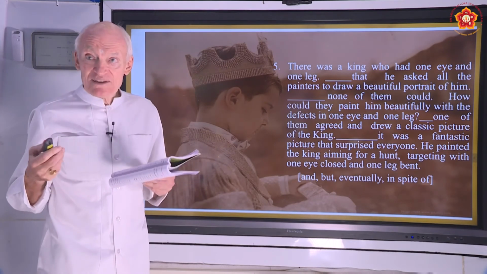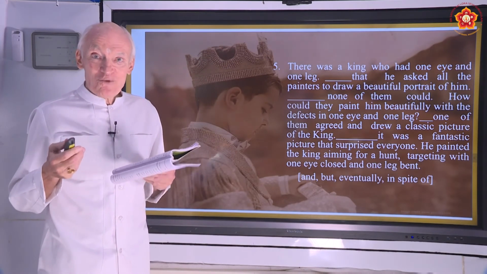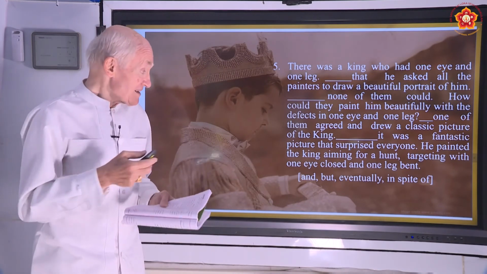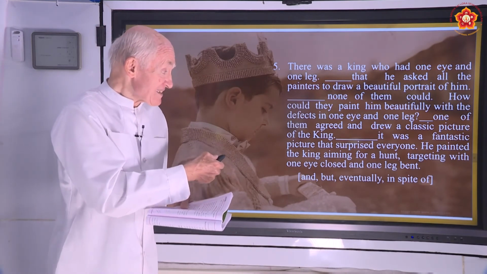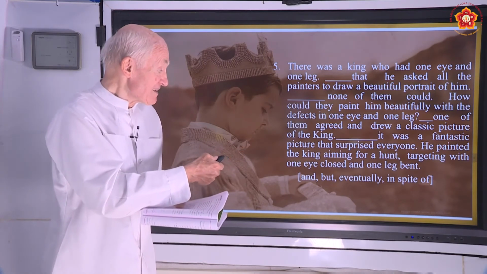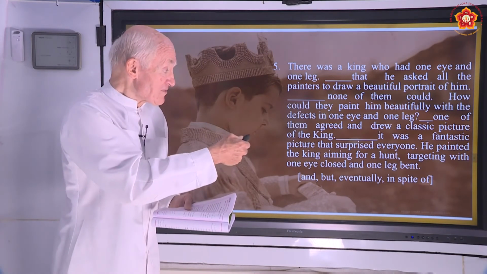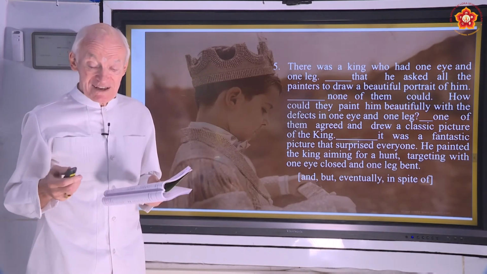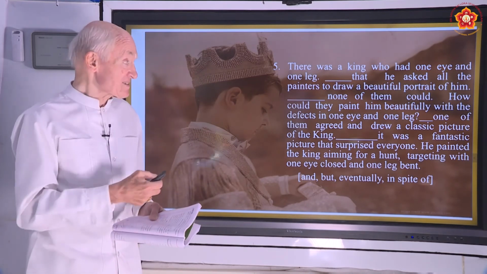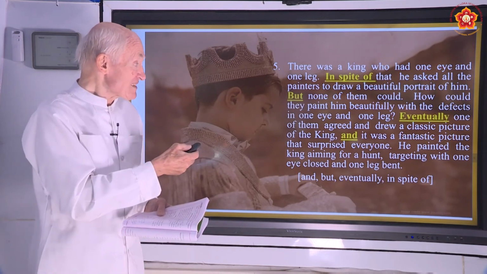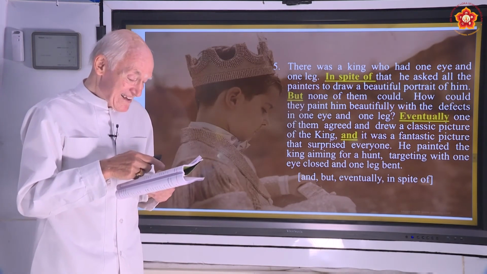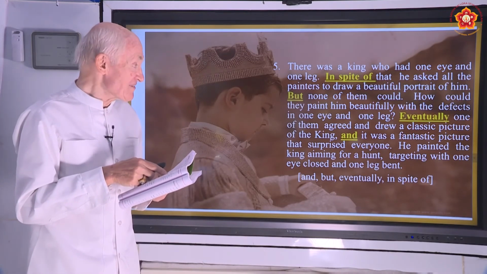So they kept trying and trying, and then one painter, okay, later on, and we look at our words, eventually, in spite of, but, and, we've already used but, we've already used in spite of, eventually one painter came up with a good idea. Let's see if that's the right connector. Eventually, one of them agreed and drew a classic picture of the king.